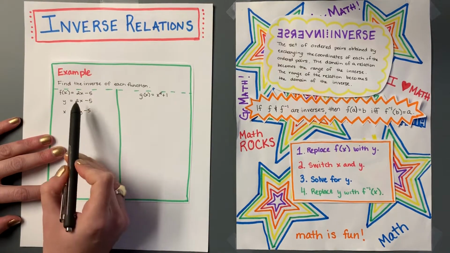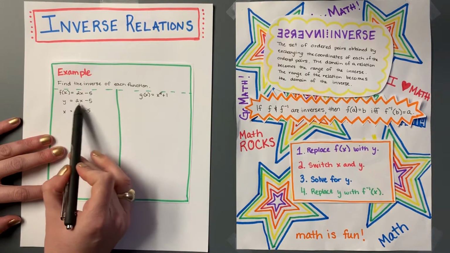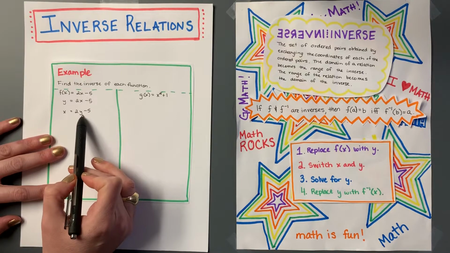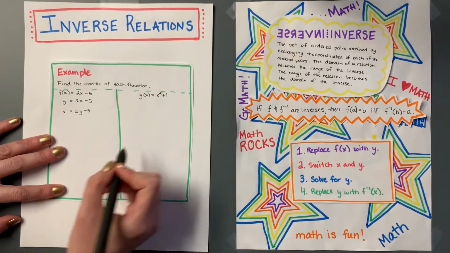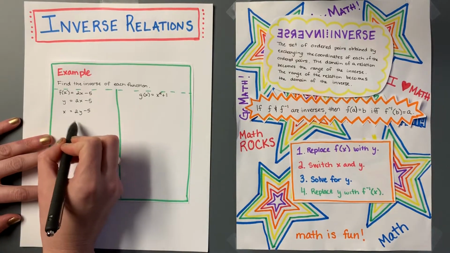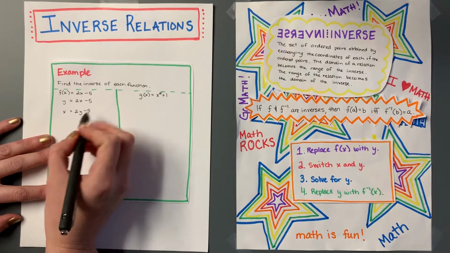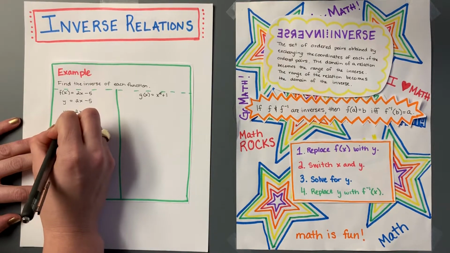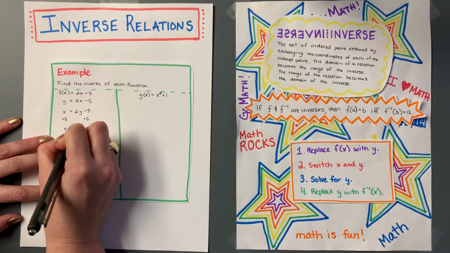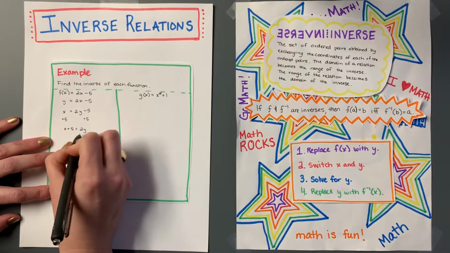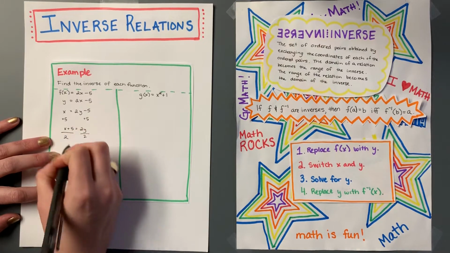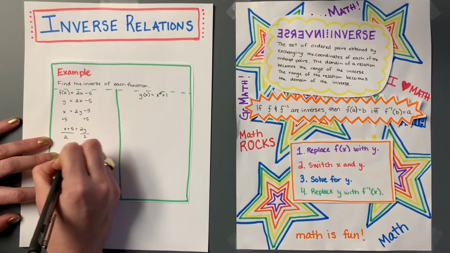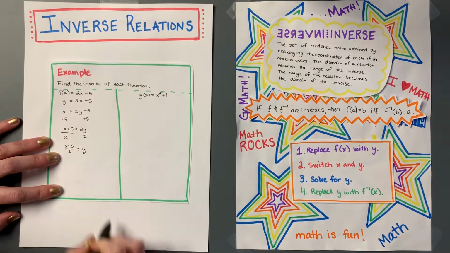This may mean if you have more than one x in your equation, you may need to end up with more than one y in your equation. Now I'm going to finish solving this for y. So I'm going to add 5 to both sides. X plus 5 is equal to 2y. I'm now going to divide both sides by 2. So I get x plus 5 over 2 is equal to y.